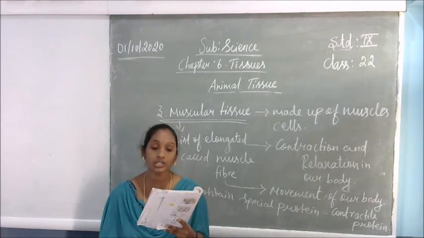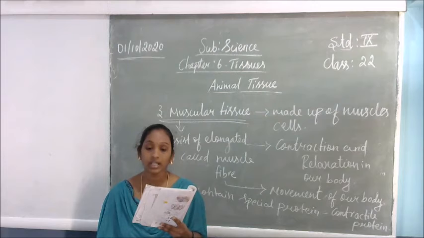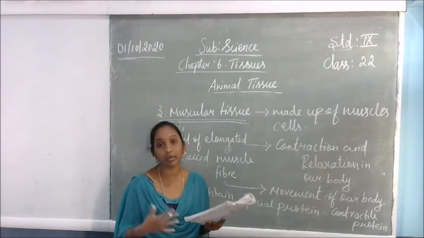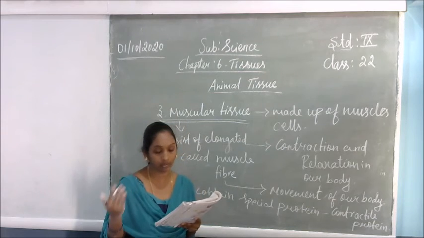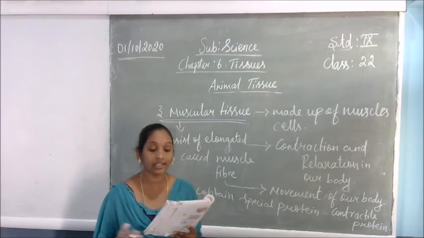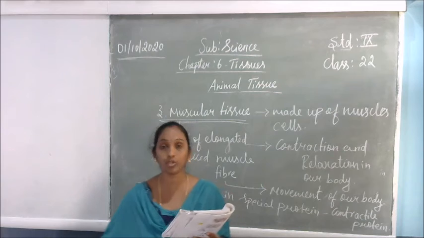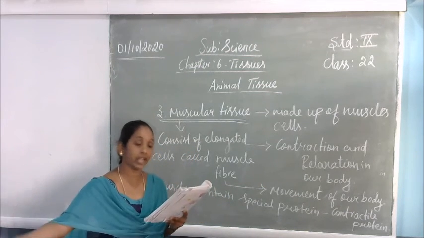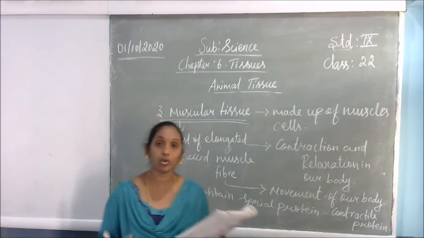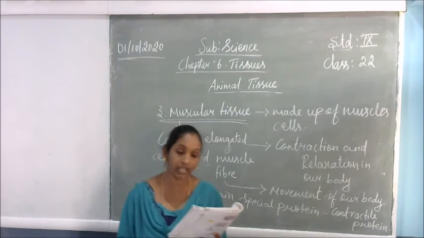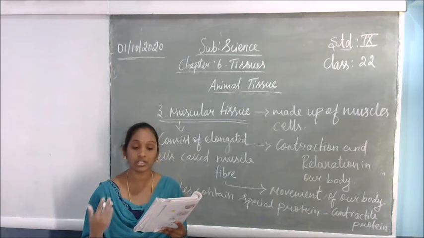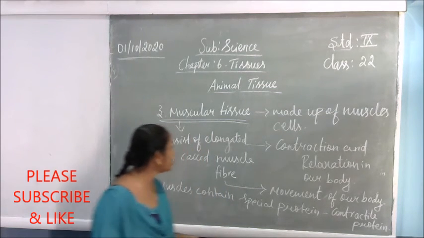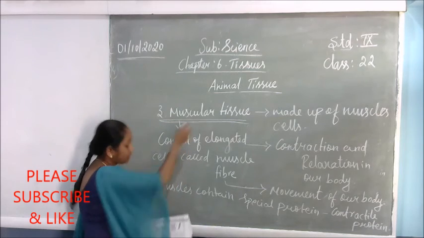The cells of this tissue are long, cylindrical, unbranched and multinucleated. That is, more than one nucleus is present in each cell. The size is very long, like our thigh bones, and even our hand bones. Our chest bones look curved like that. Some of the bones are cylindrical and some are unbranched. This type of tissue comes under the muscular tissues.